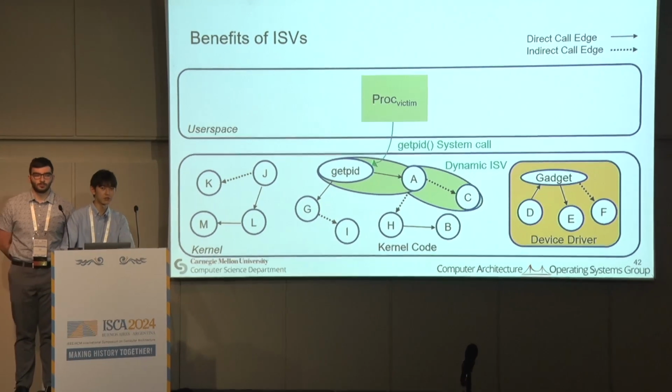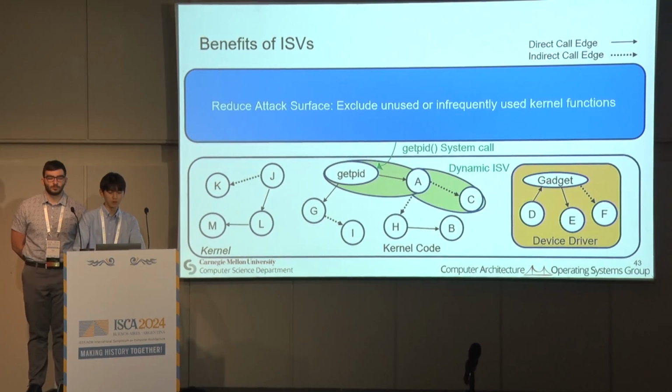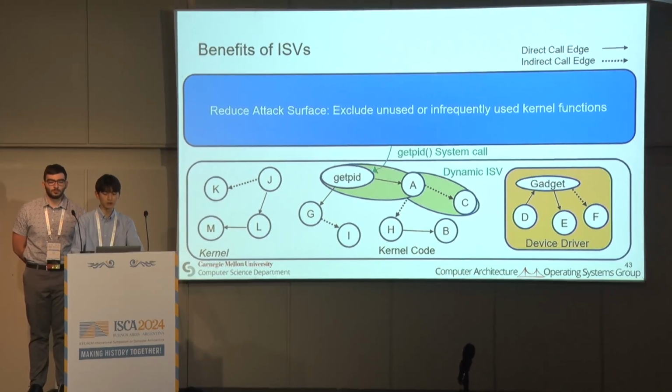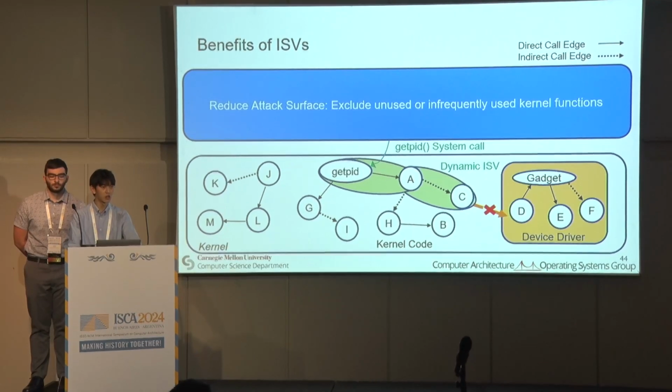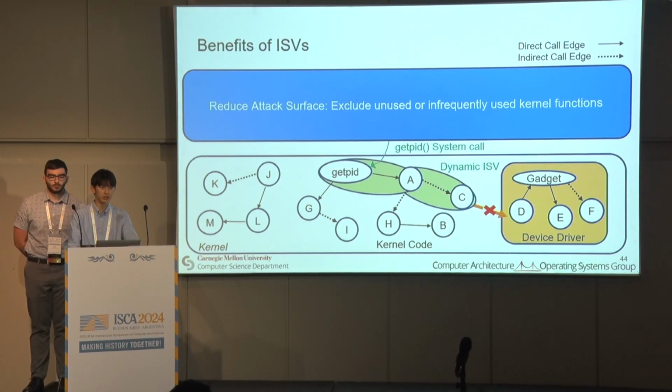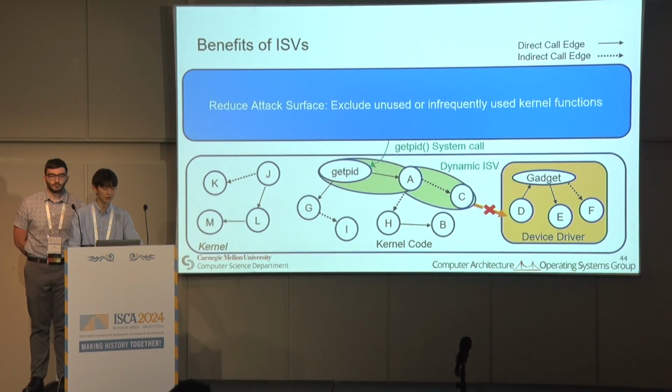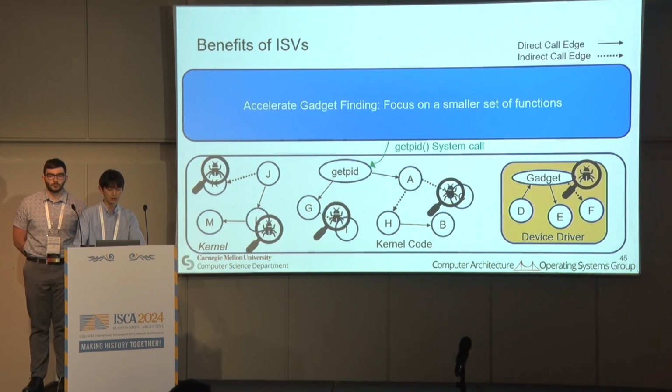Now, what practical benefits do ISVs provide? First, it reduces the attack surface by excluding unused or infrequently used kernel functions. The victim can no longer be tricked into speculatively executing irrelevant functions outside its ISV. So for example, speculative execution from function C to function D would be blocked.